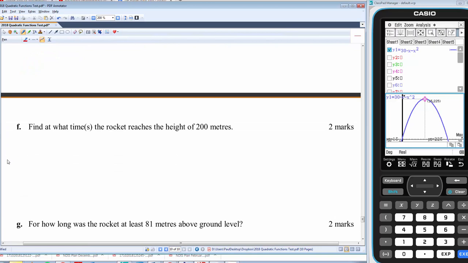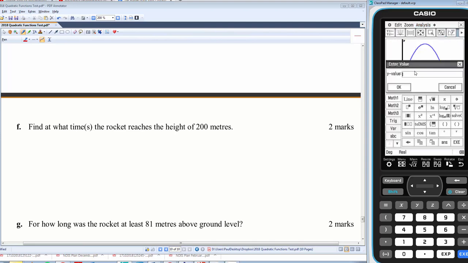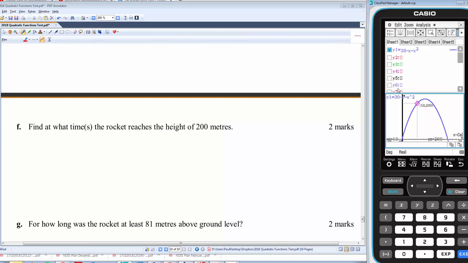Find out what times the rocket reaches the height of 200 meters. So what we're going to do is go analysis, G-solve, and what we want is an X-calc, and it's going to say for what Y value or for what height, in this case 200. So it's 10, so it's after 10 seconds. And what you need to do is hit right on your calculator here, so you can get the second time, and that is after 20 seconds.